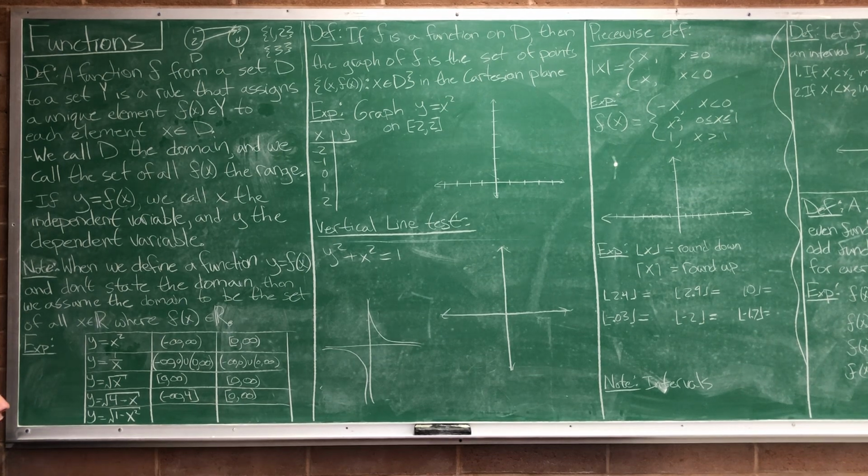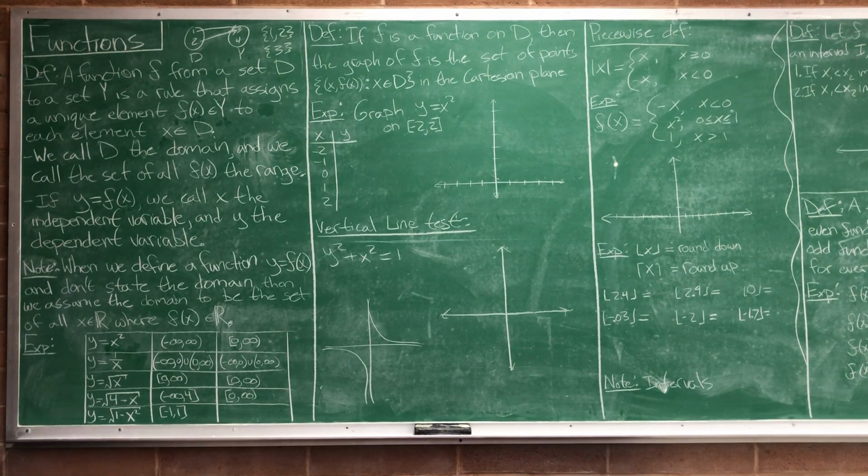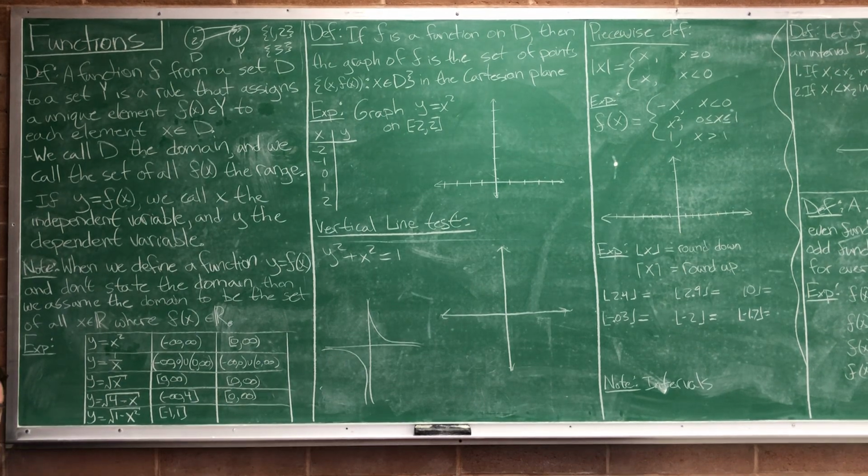Negative infinity to 1. Okay, try plugging negative 2 into that. What's negative 2 squared? Negative 2 times negative 2. That's positive 4. 1 minus 4, negative 3. Square root of negative 3. Oh, it doesn't work. So it's just negative 1 to 1. Those are all the numbers we can plug in. Good?